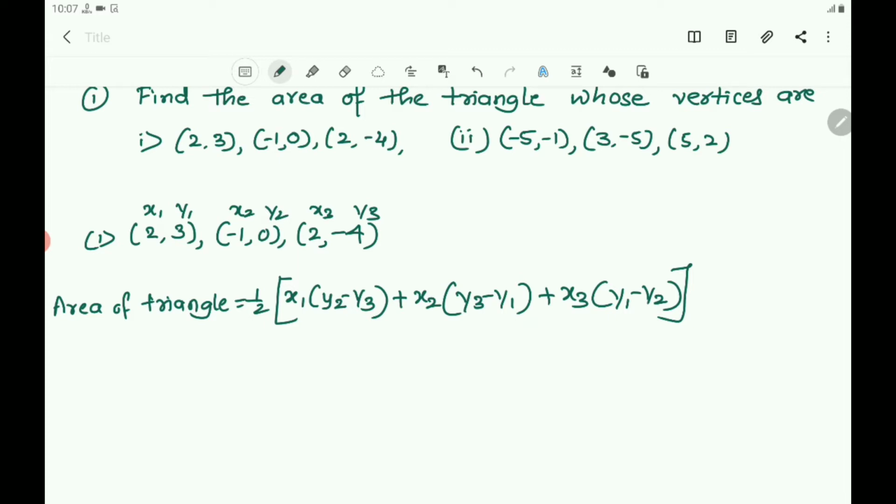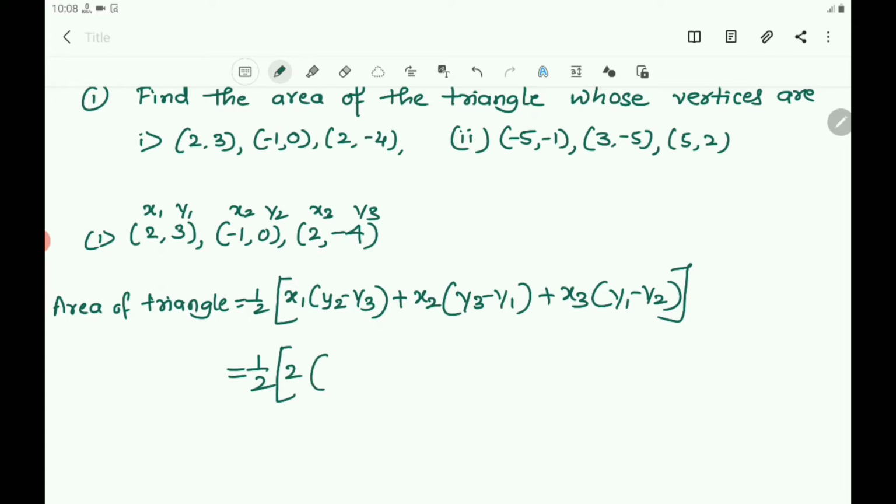First you write half, and under the square bracket you must write x1 into (y2 minus y3) plus x2 into (y3 minus y1) plus x3 into (y1 minus y2). After writing the formula, here the values of x1, x2, x3, y1, y2, y3 are there. So here what is that x1? x1 is 2. So first you write half into, what is the value of x1? 2. In the place of x1 you write 2.